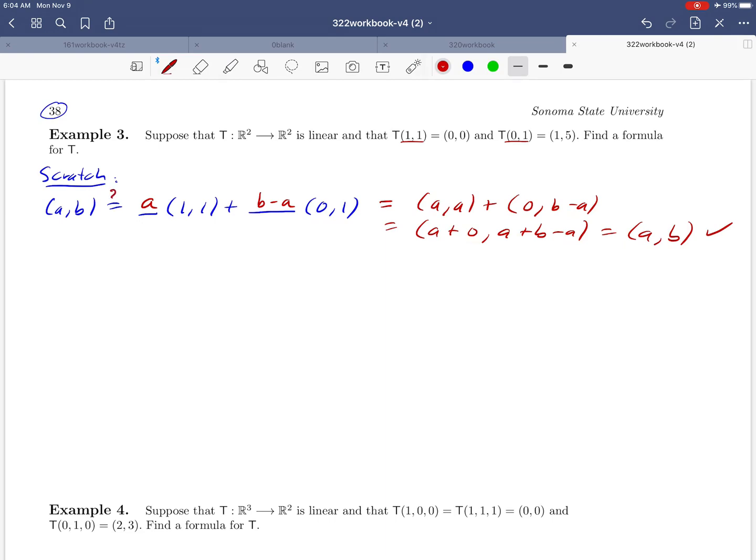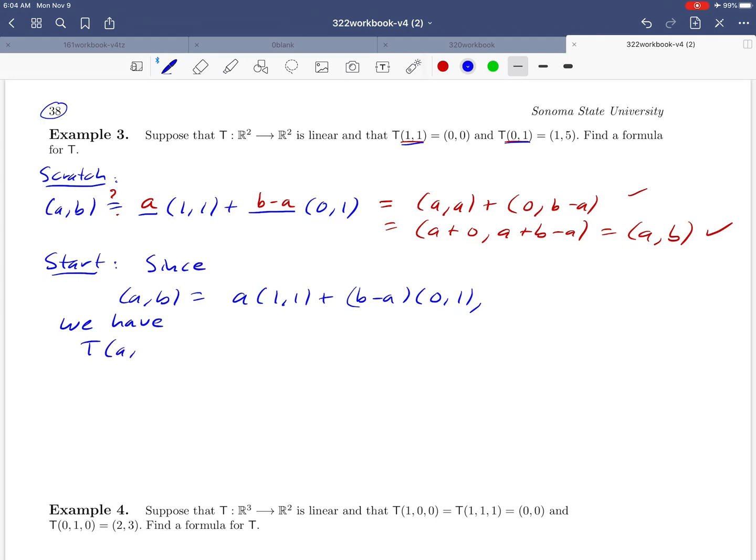Actually, just to be notationally accurate, I should maybe put a question mark there, since at that point we didn't know that that was a true statement. We checked it over here. All right, so what can we do with that? We did a lot of work just to write (A, B) as a linear combination of these 2 vectors. Now, let's start the problem. They'd like a formula for T of (A, B). So we'll make the observation that (A, B) is equal to A times (1, 1) plus B minus A times (0, 1). That's what we just verified above.